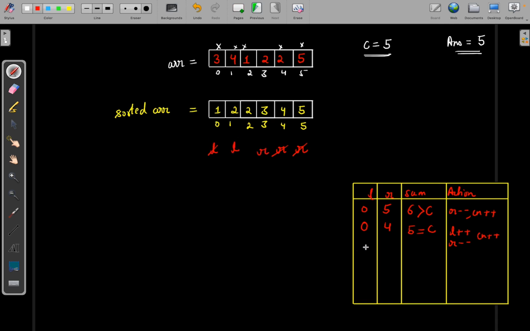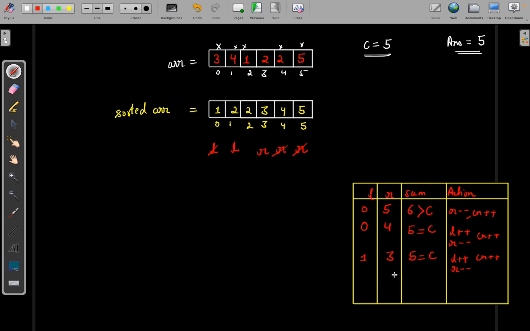Now let's see. L is at 1, R is at 3, and now what is the weight? This is still equal to 5, right? So again I will move both the pointers, L plus plus, R minus minus, and count plus plus, that is our count. Okay, and now let's see.